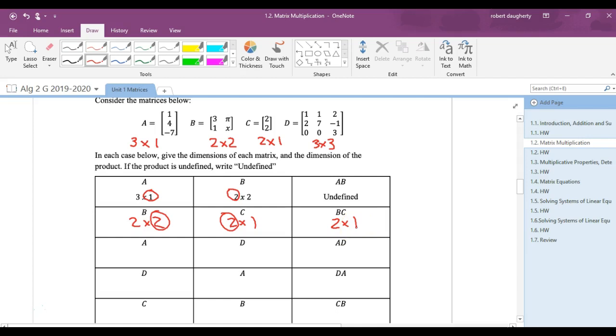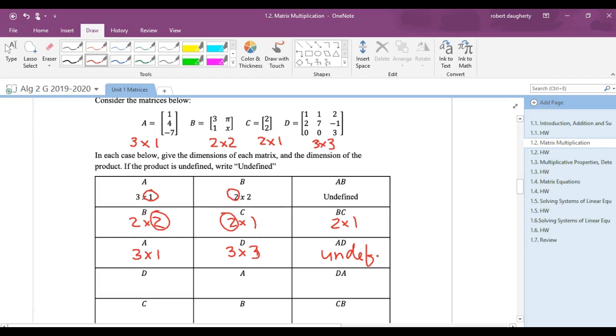So if the inside numbers match, your multiplication is defined. The size of your dimension, or the dimension of your answer, will be these outside dimensions. Matrix A is 3 by 1. What's matrix D? 3 by 3. Can I multiply A times D? No. So this one is undefined. Okay.